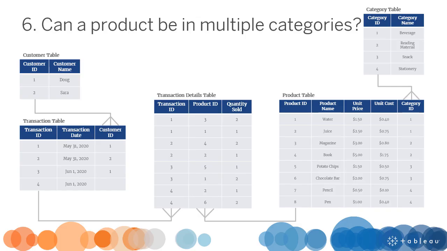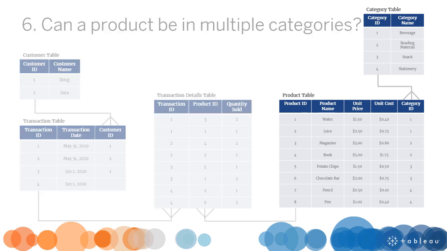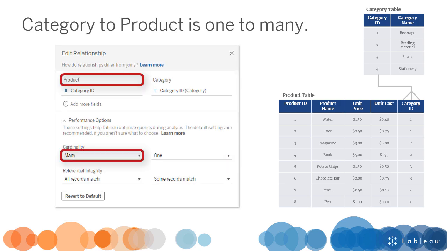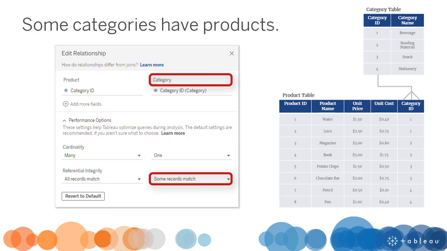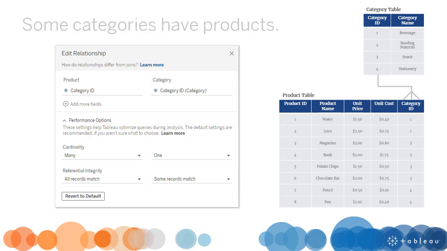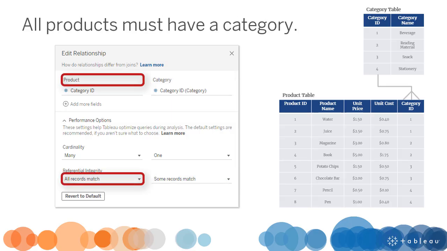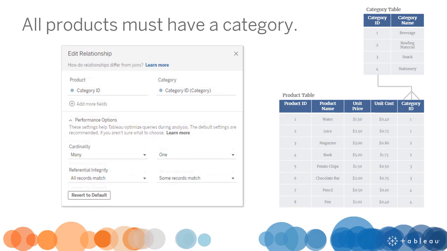Let's define our business rules so as to maximize query performance. We will define these business rules as we adjust our performance options settings. One category can have many products. A product belongs to one category only. Some categories have products. This means that a new category can be added before assigning products to it. All products must belong to a category listed in the category table.